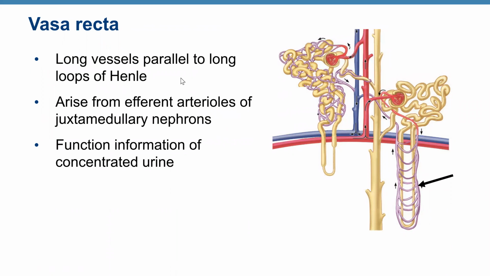Vasa recta. Those are long vessels parallel to long loops of Henle. So this is our cortical nephron. Remember that it's almost completely inside cortex, and we have peritubular capillaries. Now these juxtamedullary nephrons with the long loop of Henle, they have this blood vessel that's parallel to this loop, and this is called vasa recta. It arises from efferent arterioles of juxtamedullary nephrons and functions in formation of concentrated urine.